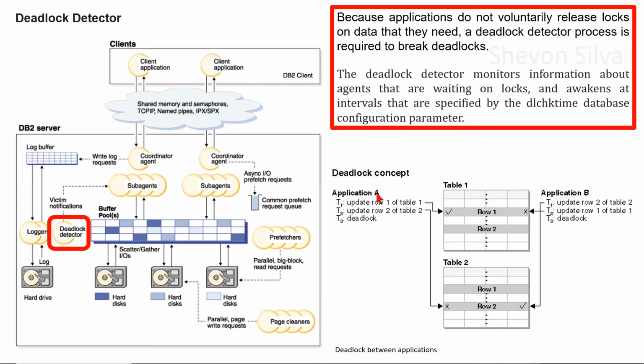Because application A will not release its lock on the first row in table 1 until it can complete an update to the second row of table 2, and application B will not release its lock on the second row in table 2 until it can complete an update to the first row in table 1, a deadlock occurs. The applications wait until one of them releases its lock on the data.